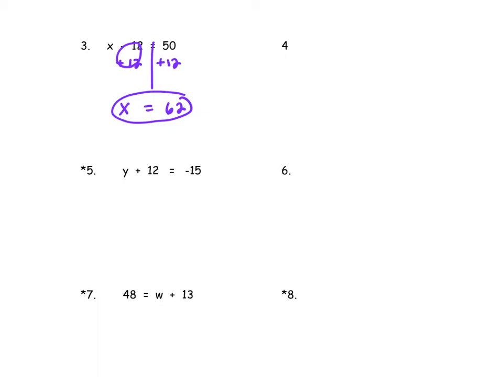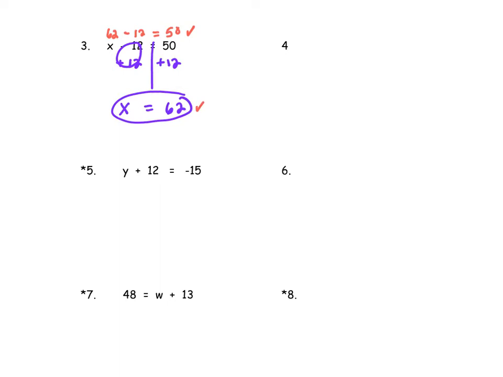Now we can check our solution to make sure. I would replace x with 62. Then the original problem says I should take away 12, and that should equal 50. And if that's true, then we know that our solution is the right answer.